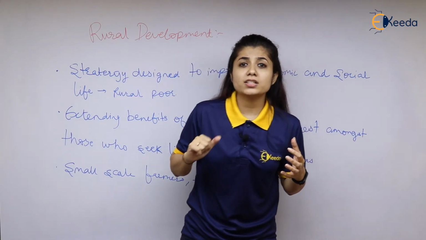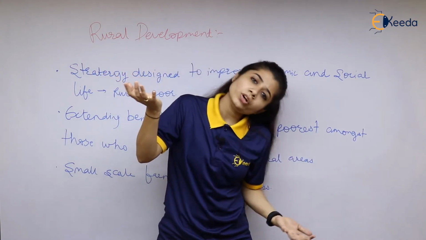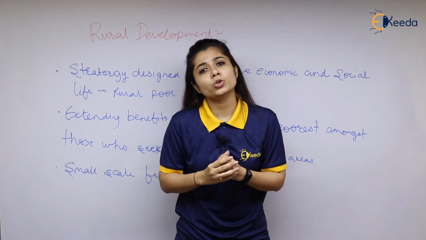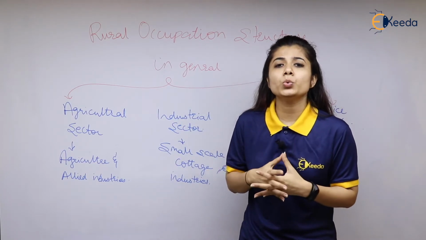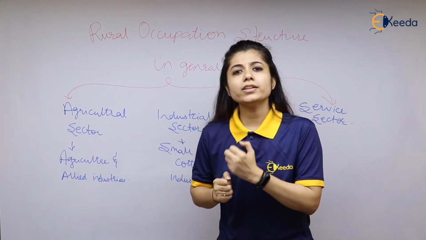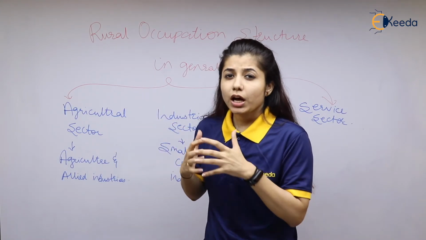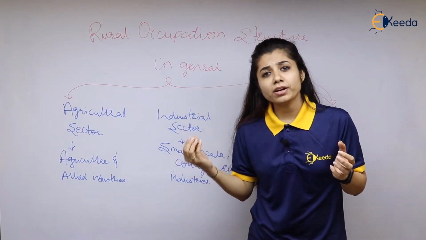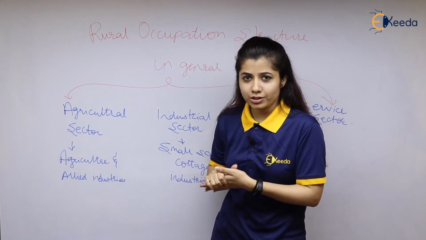Rural development is basically a subdivision of the term development. In that, we have rural development and urban development. Rural occupations can be divided into three parts: agricultural sector, industrial sector, and service sector. The agricultural sector can be divided into agriculture and activities that are allied to agriculture. Activities allied to agriculture means fishing, plantations, animal husbandry, and all these functions. They are also termed under the agricultural sector.